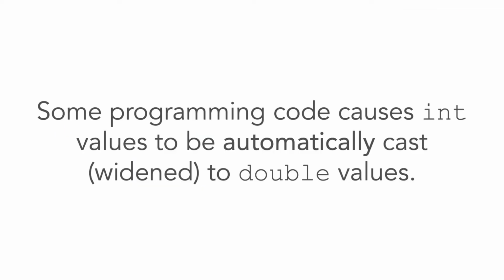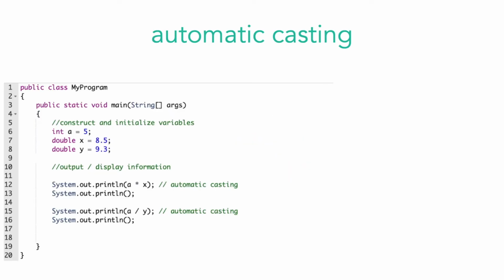Some programming code causes integer values to be automatically cast, or widened, to double values. This involves the conversion of a smaller data type, in this case an integer, to the larger type size, in this case a double. Take a look at this example. We've initialized variables of both integer and double types. When an integer and double are in the same expression, the returned value will automatically be of type double.